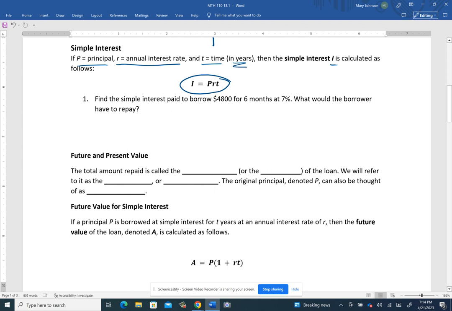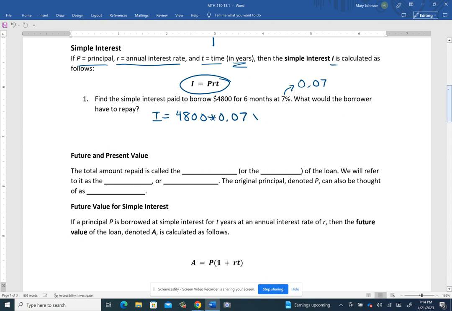So here's a problem we'll do, and this is on the harder end of the type you'll do. If we want to find the simple interest we would have to pay to borrow $4,800 for 6 months at 7%, we could use the formula. In place of P, I'm going to put the $4,800. In place of R, I need to put that in as a decimal. So percent means divide by 100. 7 divided by 100 would be 0.07. So I'm going to multiply by 0.07.